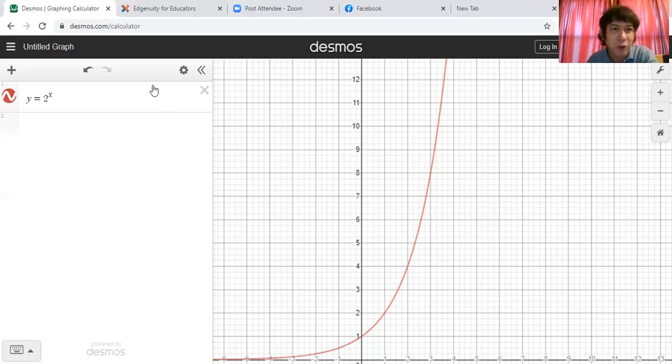So the domain is the allowable value of x, and we can write it down. Domain: set of all real numbers.